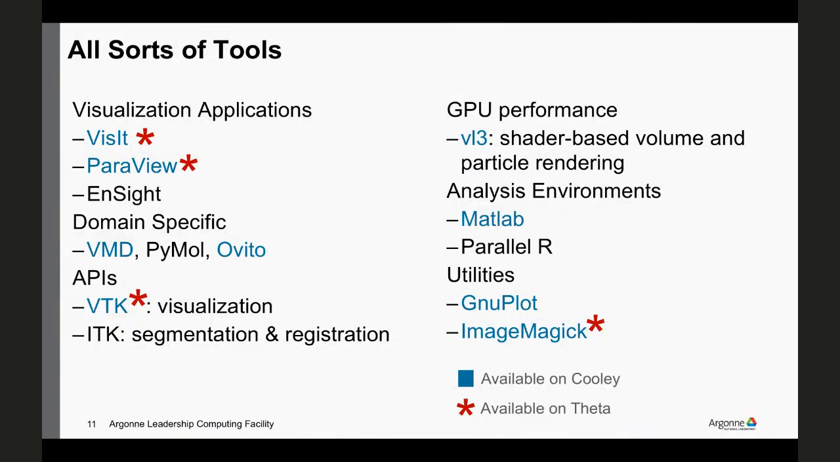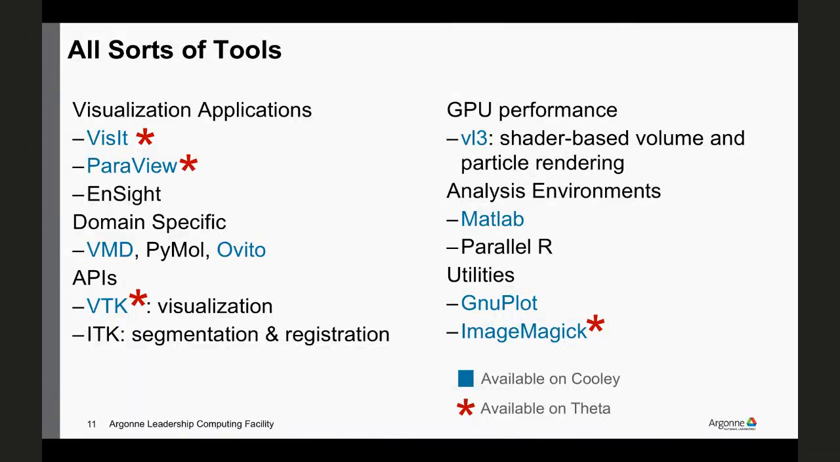Those are both available on both Cooley and on Theta. Ensight is a similar type of tool, but it's a commodity application. VisIt and ParaView are both open source and freely available, and that's one of the reasons why those are available on our resources. Ensight, again, you need licenses for it and such, and there hasn't been a high demand for it. So that's one of the reasons why we don't support it on our systems.